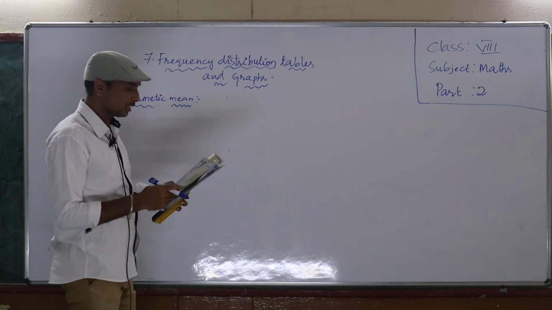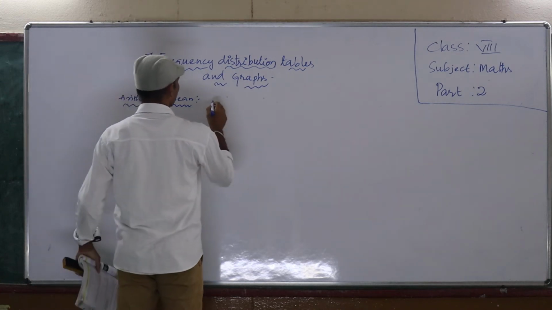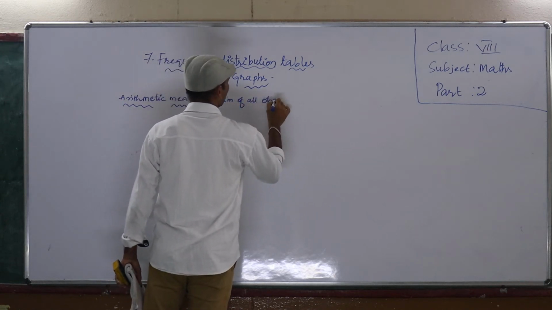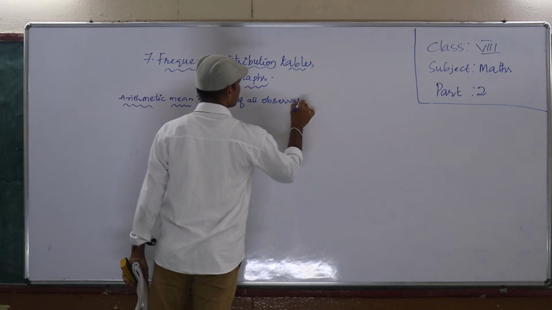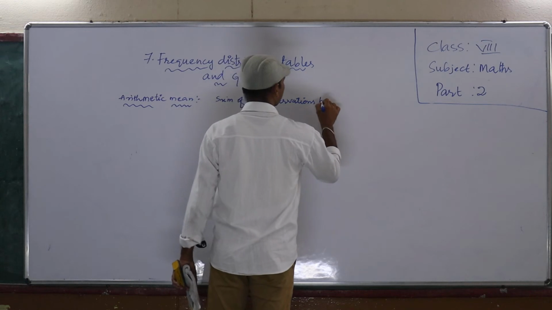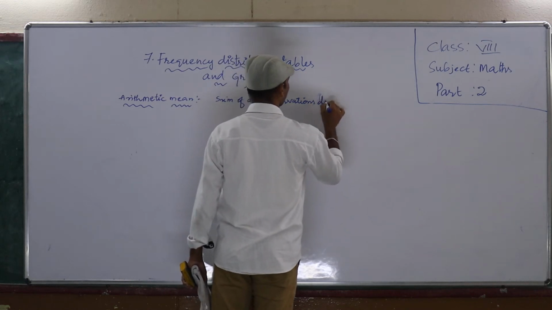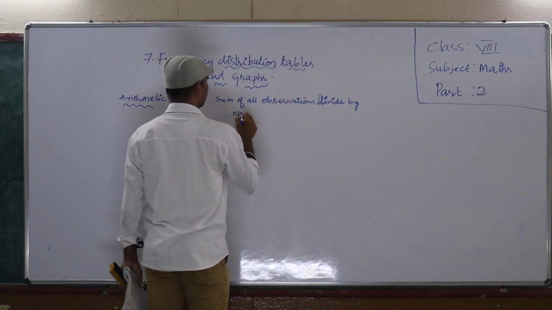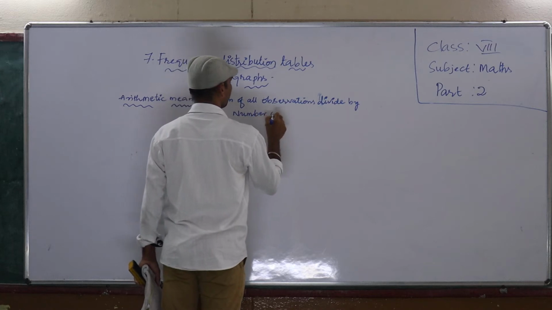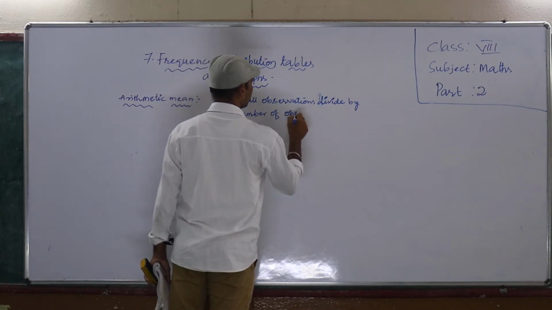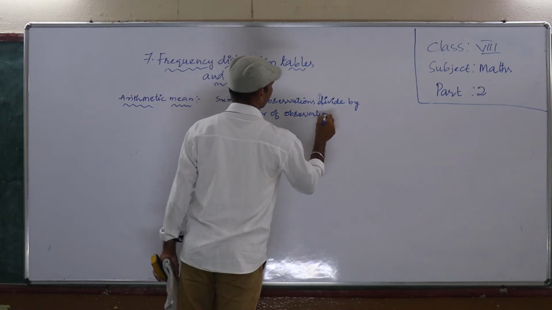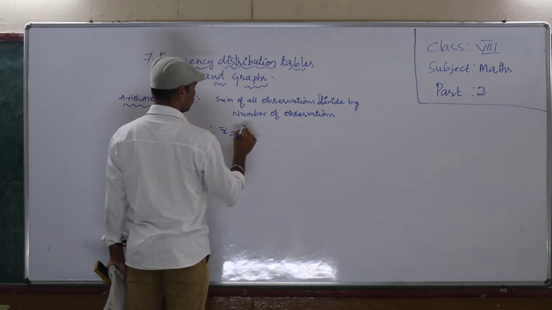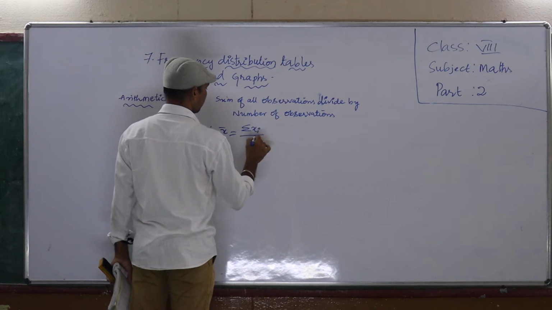So here, the definition once: sum of all observations divided by number of observations. Therefore, x bar is equal to sigma xi by n.